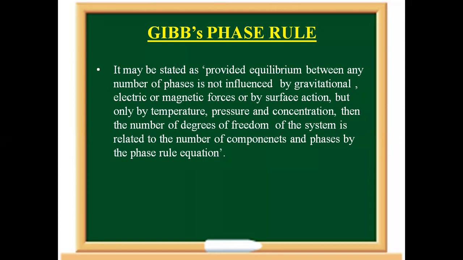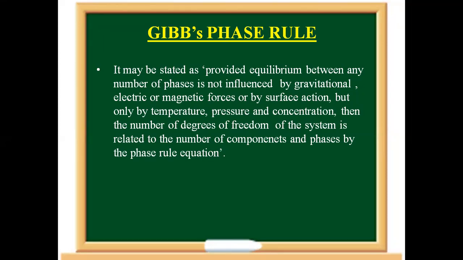Now this is a very theoretical definition. In the upper part you must have understood that it is ruled by temperature, pressure and concentration. But then what is degree of freedom? What are the components? What are the phases actually? Okay, we need to know this now. But this is the phase rule, and on this phase rule we are going to study all the further theory.